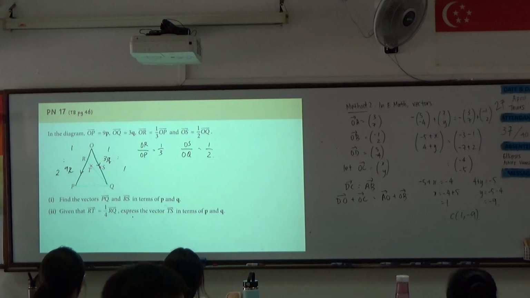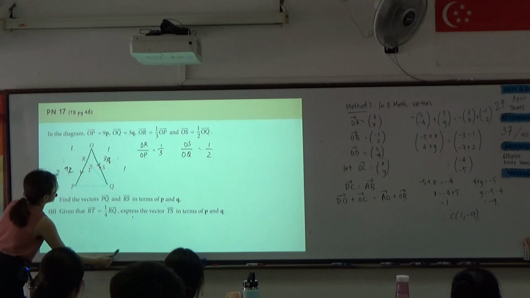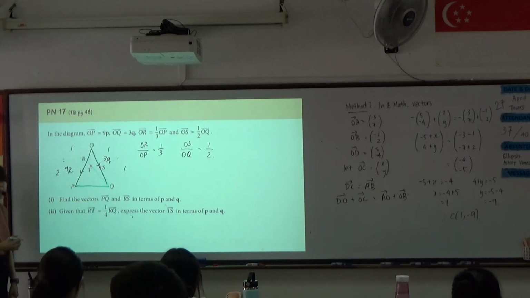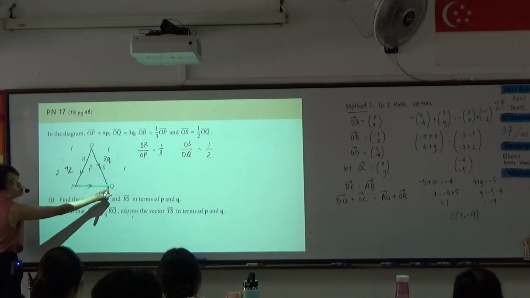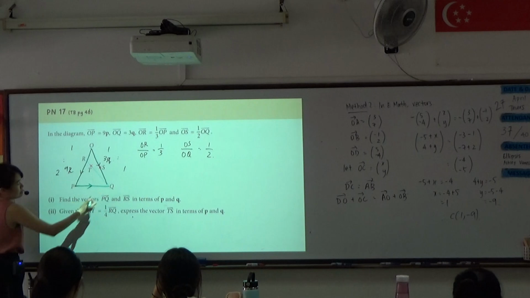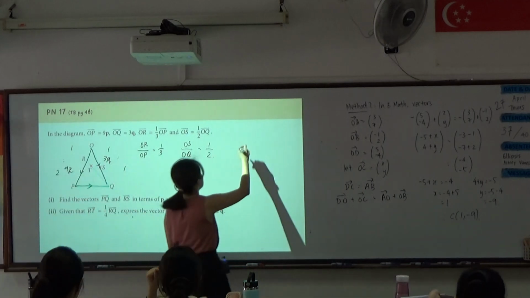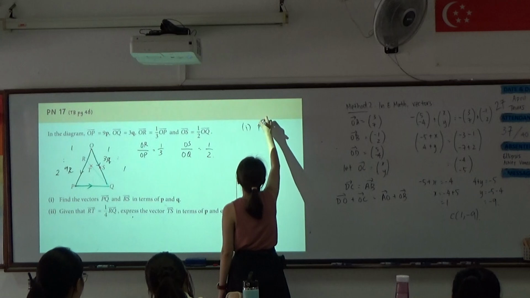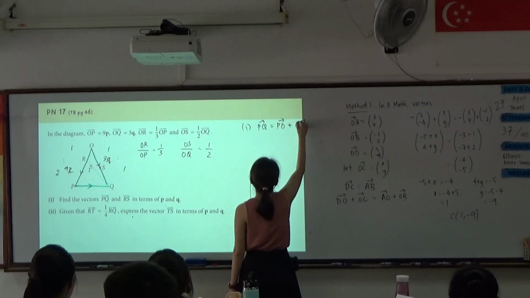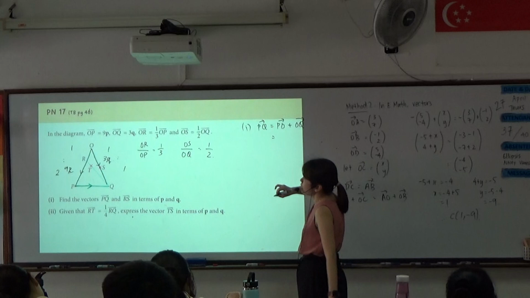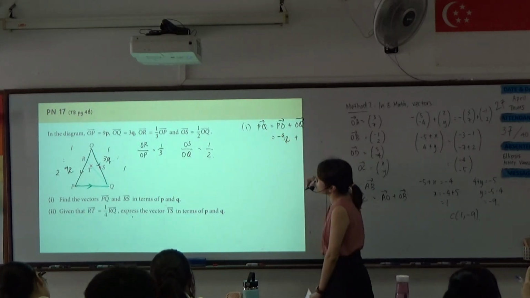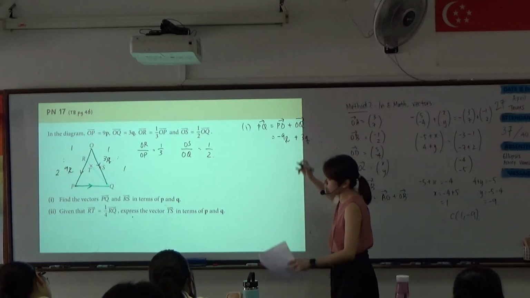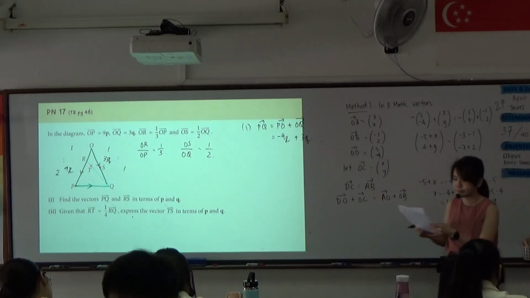So in part (i), we want to find the vector PQ, whereby PQ is this vector. And we know that to find PQ, we can do PO plus OQ, taking that path itself. So write that down. PO is the negative of OP, so negative 9p. And then OQ will be 3q. So that will be the expression for PQ.